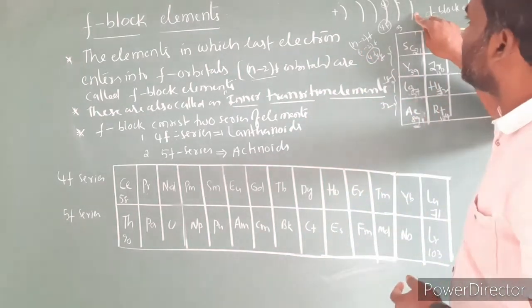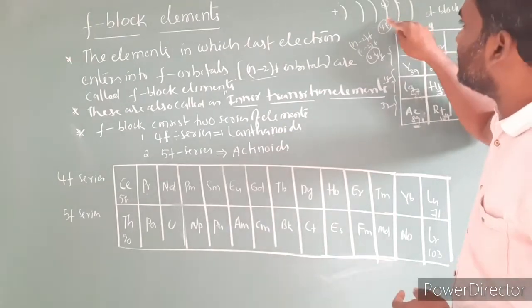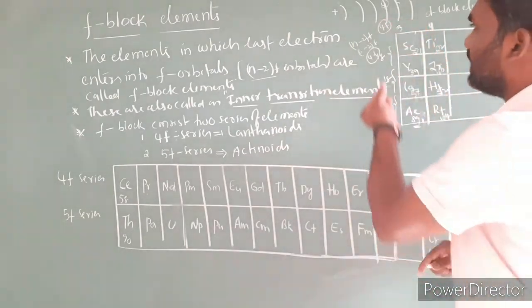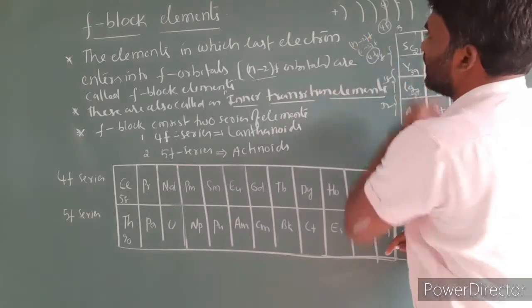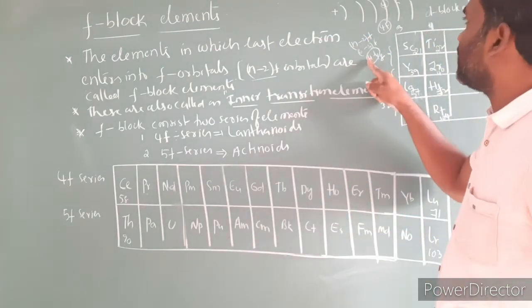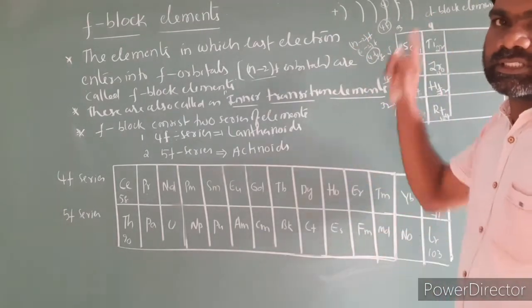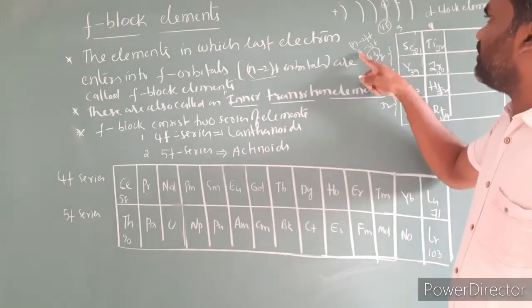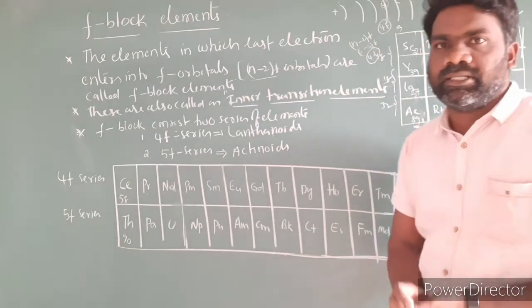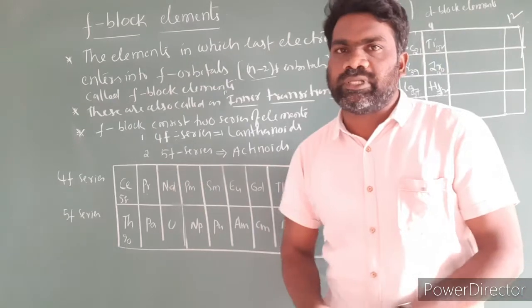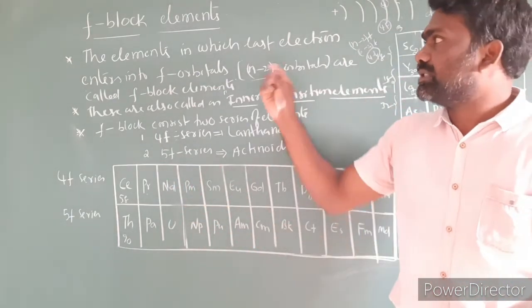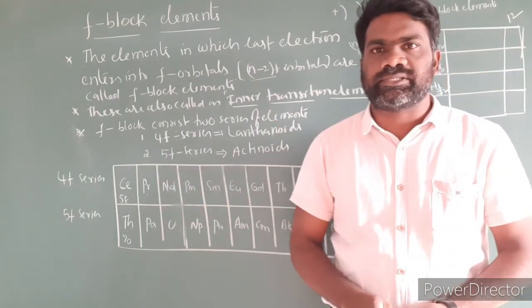This is the ultimate shell, this is the penultimate shell, and this is the anti-penultimate shell. The anti-penultimate shell is shown in the form of the (n-2) f orbital. Here n is the outermost energy level. For the last energy level we take the n value, and n-2 represents the anti-penultimate shell. In the case of f also, you have to take it similarly. So these are the f block elements.